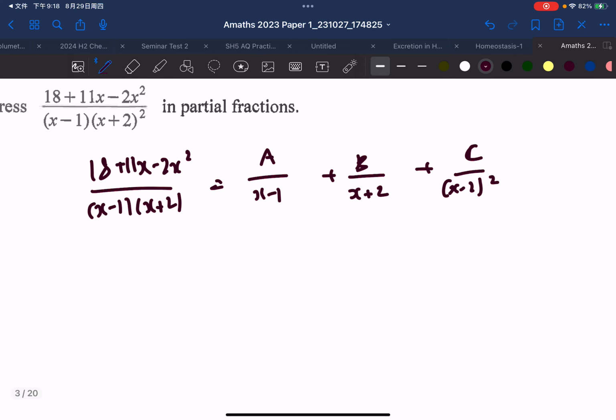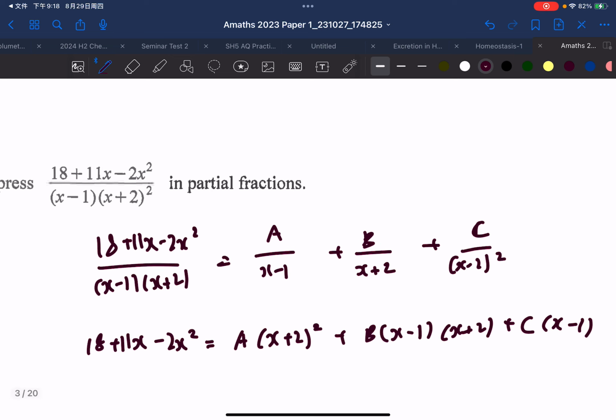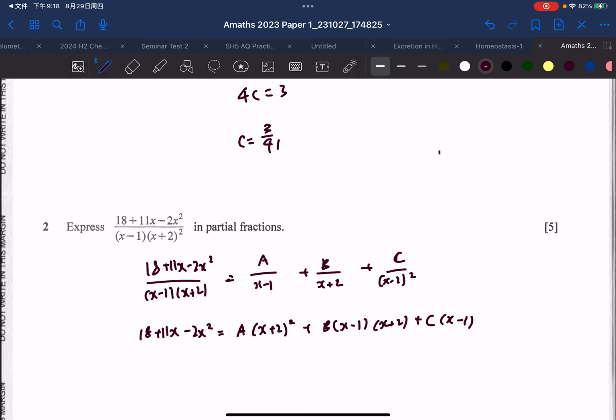Then what do I do next? I need to cancel both sides such that I will get the equation. So I don't want the denominator. I want to get rid of the denominator. So how do I get rid of the denominator? I multiply all the denominators on every side. So let's say for this part, I have x minus 1. If I multiply by x minus 1 times x plus 2 times x minus 2 squared, I will only be left with times x plus 2 squared.